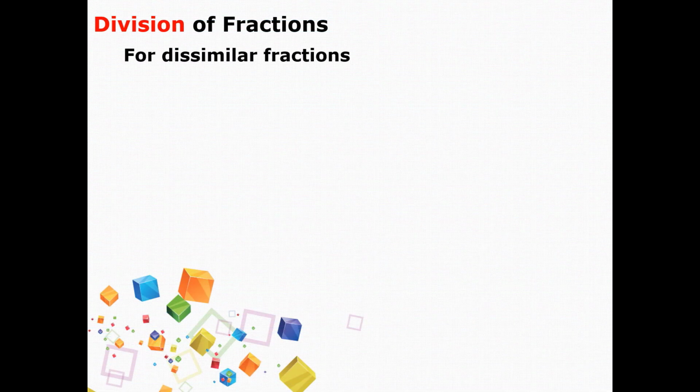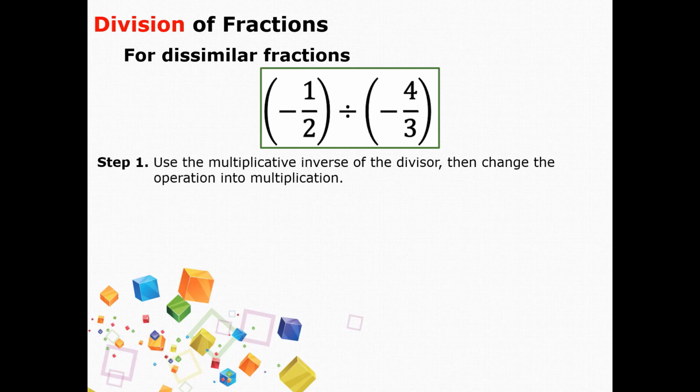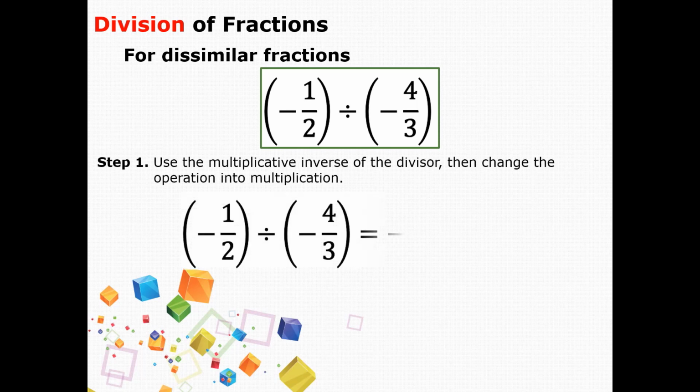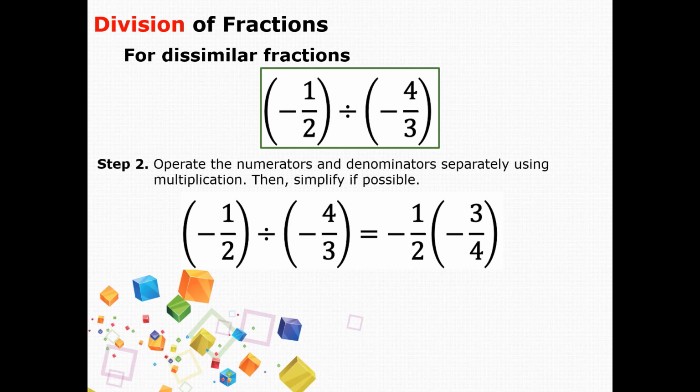Same as multiplication of fractions, we don't necessarily need to make the fractions similar. What we just need to do is to get the multiplicative inverse of the divisor to change the operation into multiplication. And then multiply.